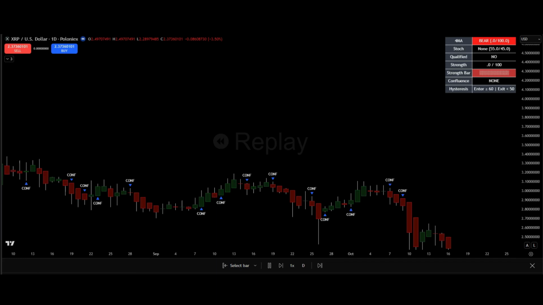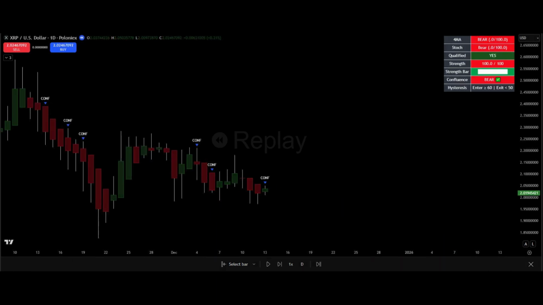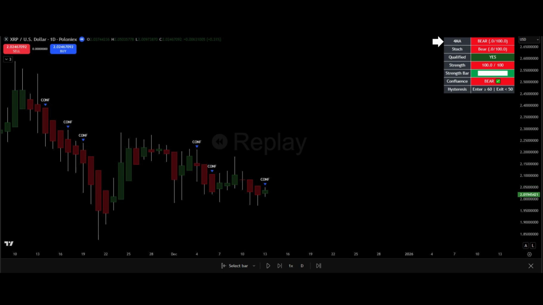What you see on the chart. The main output is the confluence status table. Here's how to read it. 4MA: this row represents the trend component. It summarizes whether your selected time frames are leaning bull or bear based on moving average direction. Stoch: this is the momentum component. It shows whether StochRSI across those same time frames is leaning bullish, bearish, or mixed.